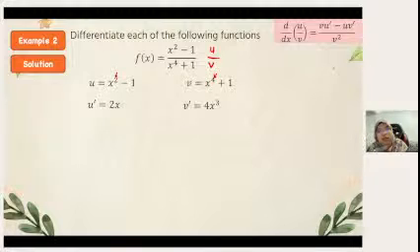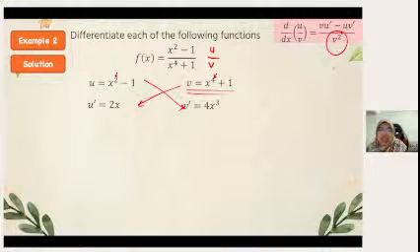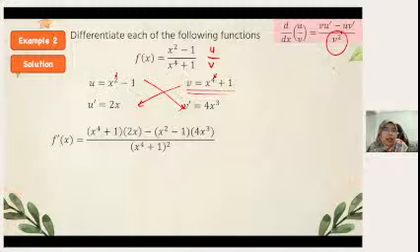And then the formula is v u prime minus u v prime over v squared. So always remember, you will have something with v squared at the bottom. So be extra careful. Okay, so v u prime. So we are going to get x to the power of 4 plus 1 multiply with 2x, minus x squared minus 1 multiply with 4x cubed, over x to the power of 4 plus 1 and then squared. So at the bottom, those are actually v squared. Okay, so v u prime minus u v prime over v squared.